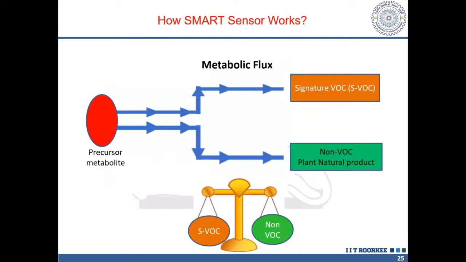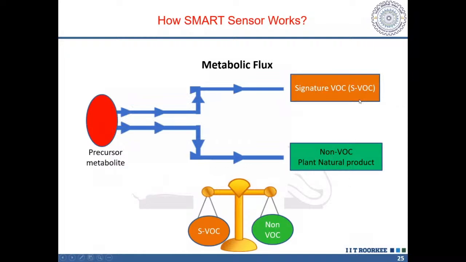So this is the concept. Metabolite A is non-volatile, but some of the precursors of this metabolite act as volatiles. If we measure their flux by SPME-GCMS volatilomics, we found there are three volatiles whose flux is equal to the flux of metabolite A.